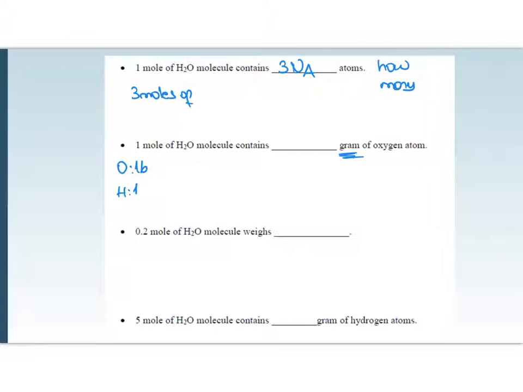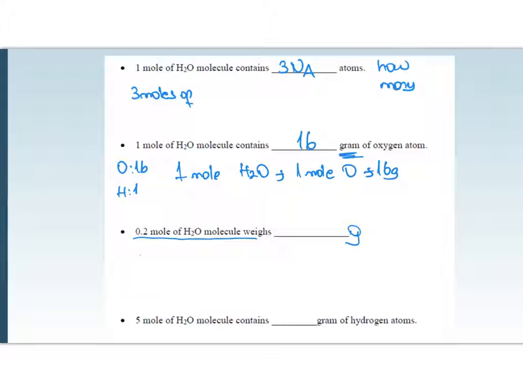Now let me write the direct ratio. 1 mole of water contains 1 mole of oxygen, which weighs 16 grams. So the answer will be 16 here. Or 0.2 mole of water molecule weighs how many grams? So this is my question.